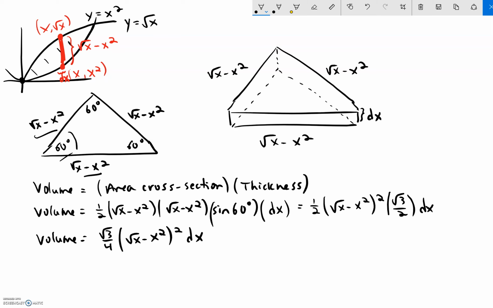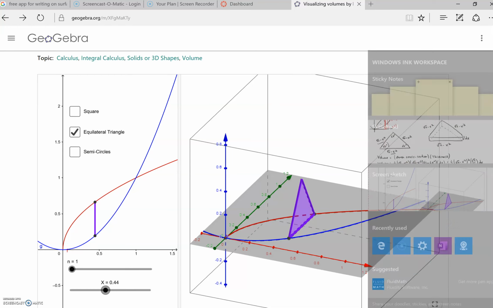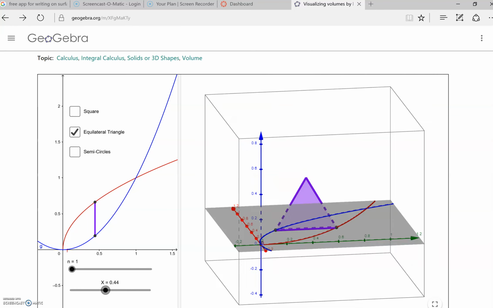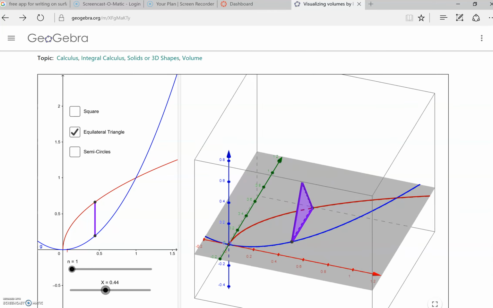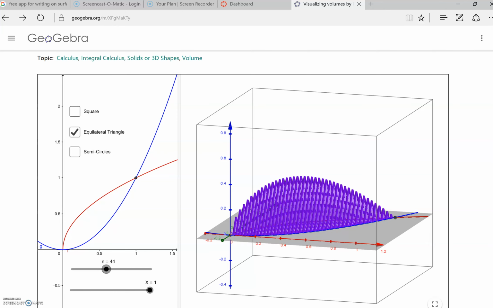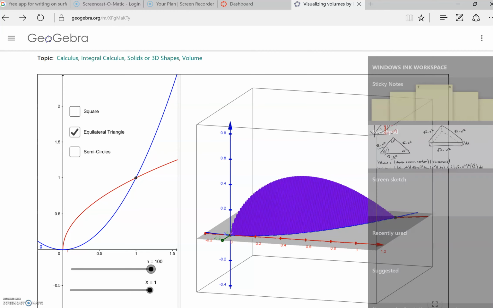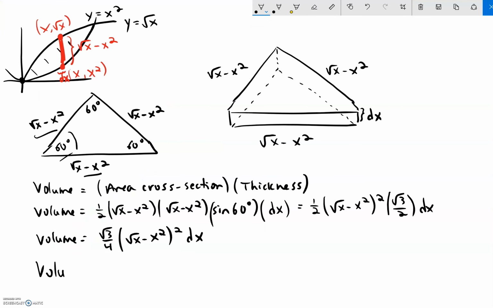Now, we're not interested in just knowing the volume of that one piece. Go back and look at this. Not just interested in finding the volume of just that one piece right there. What I want to do is add up the volumes of infinitely many pieces that I can place in there, and then I'm going to find the volume of the solid that we have shown there. So in order to get our total volume here, we're going to integrate the square root of 3 over 4 times the square root of x minus x squared, squared, dx.